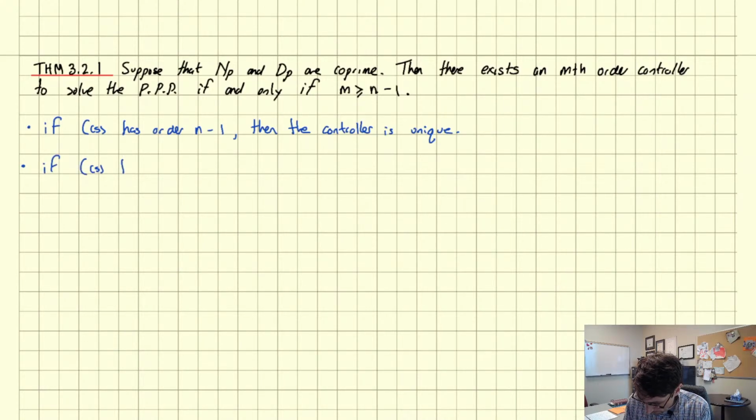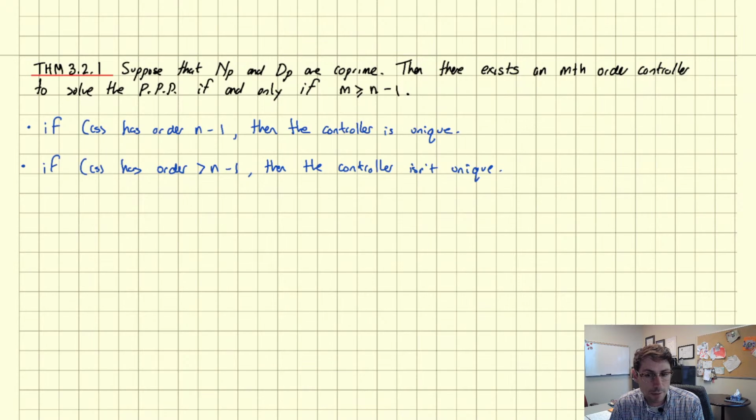If C of s has order greater than n minus 1, then it's not unique. Then the controller is not unique. And we're going to use that actually later on in this chapter. We're going to use that fact, right? Because what that means is that if you have a high order controller, you can place the poles, plus you can also do other specifications.